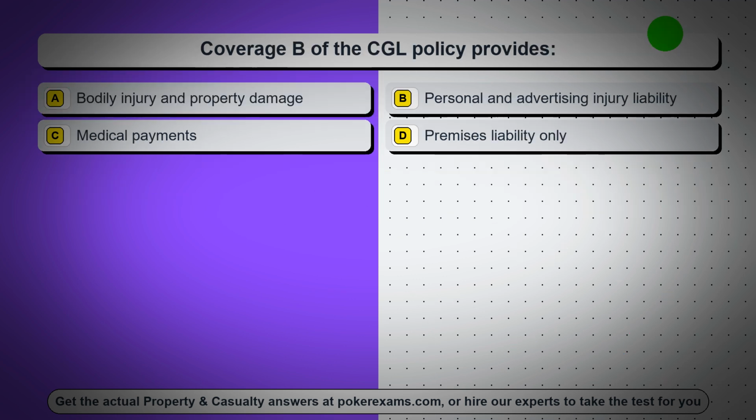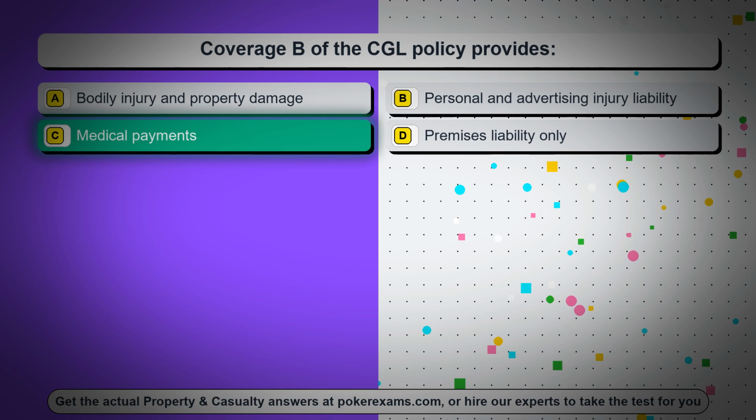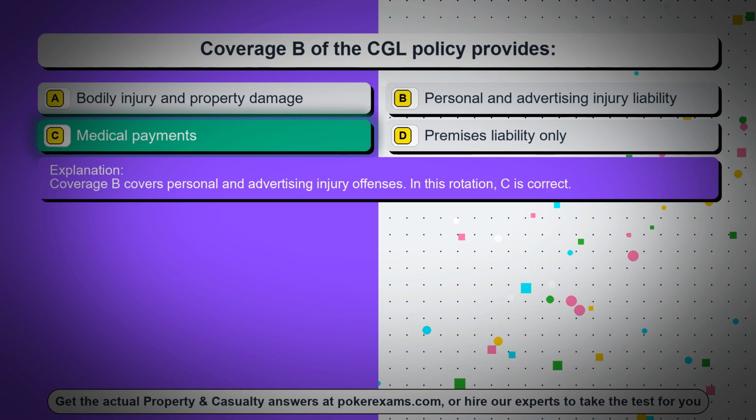Question 25. Coverage B of the CGL policy provides: Option A, bodily injury and property damage. Option B, personal and advertising injury liability. Option C, medical payments. Option D, premises liability only. The correct answer is option C, medical payments. Coverage B covers personal and advertising injury offenses. In this rotation, C is correct.